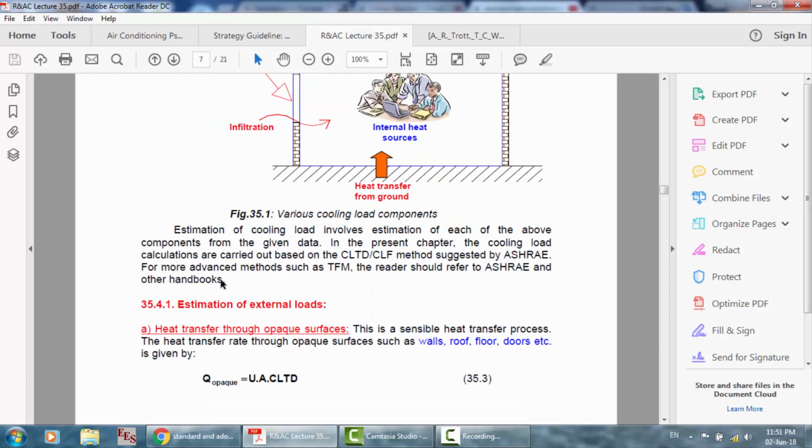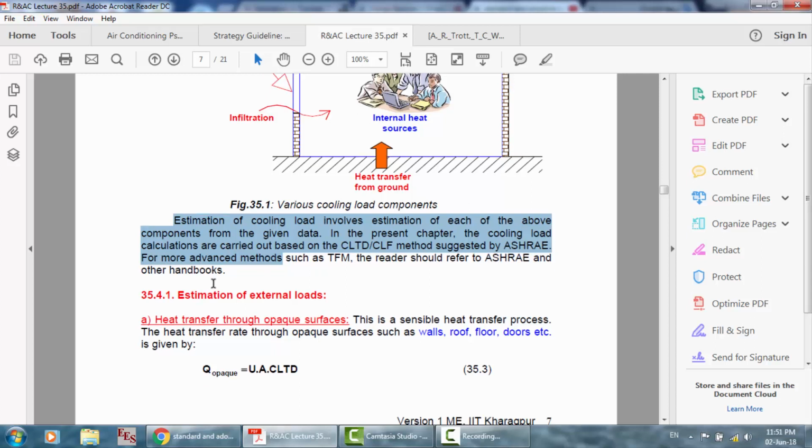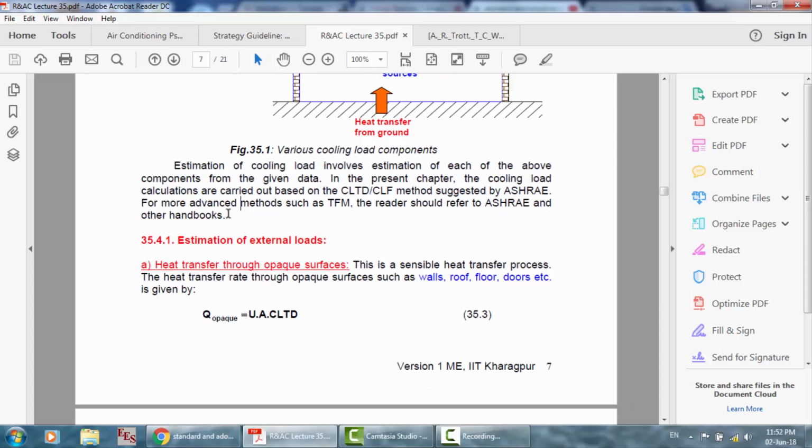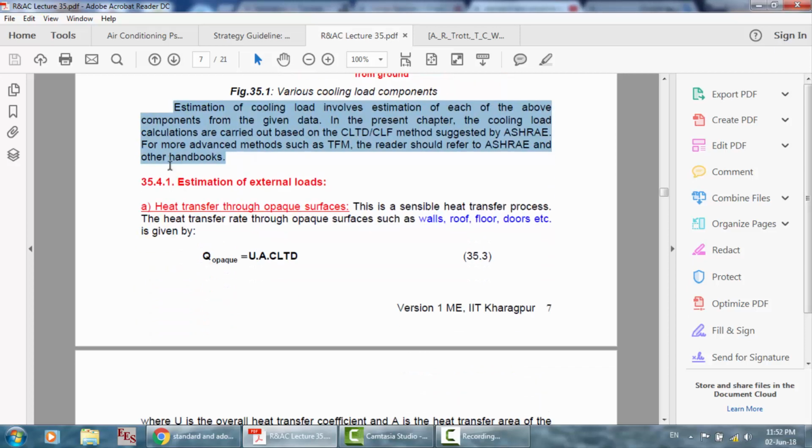Estimation of cooling loads involves estimation of each of the above components, exactly like what we did in our analysis program. In the present chapter, the cooling load calculations are carried out based on the CLTD/CLF method suggested by ASHRAE. For more advanced methods such as TFM, the reader should refer to ASHRAE and other handbooks. The standards that you have, gentlemen, are very important for this kind of calculation.